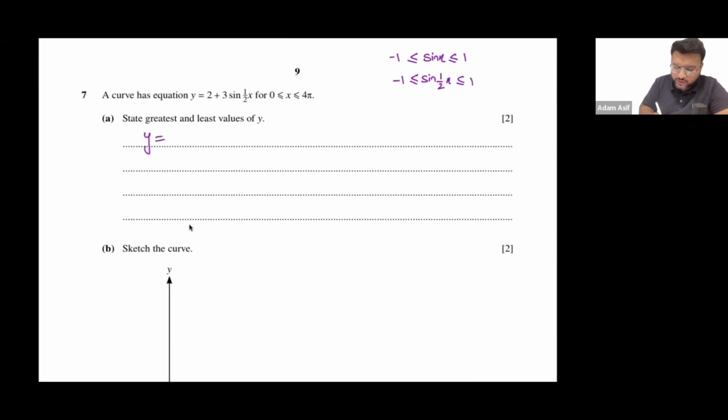So y equals 2 plus 3 sine half x. For sine half x, you can plug in -1, and for sine half x, you can plug in 1. After plugging in -1, we get 2 minus 3, that's -1. And this is 5. So -1 is the least value of y, and 5 is the greatest value of y.